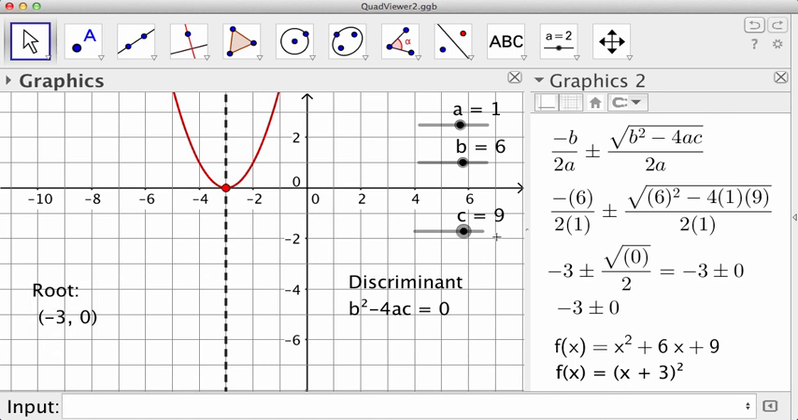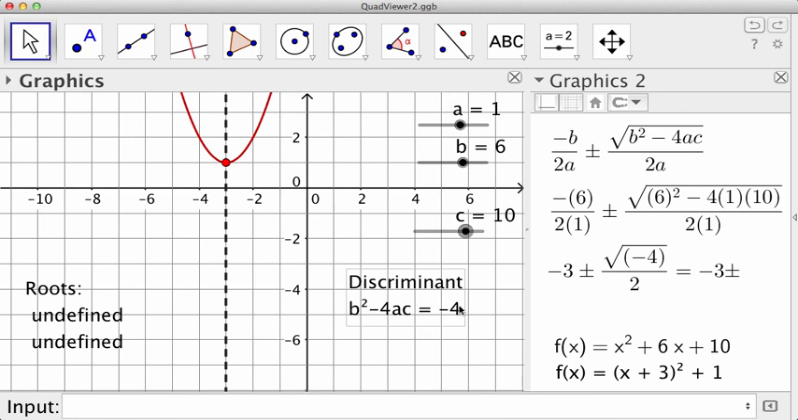We have one solution. When the discriminant is negative, in other words, when the vertex is above the x-axis for an upward opening quadratic, then we have no roots. The roots are undefined, and the discriminant is negative, and we can't take the square root of a negative number.